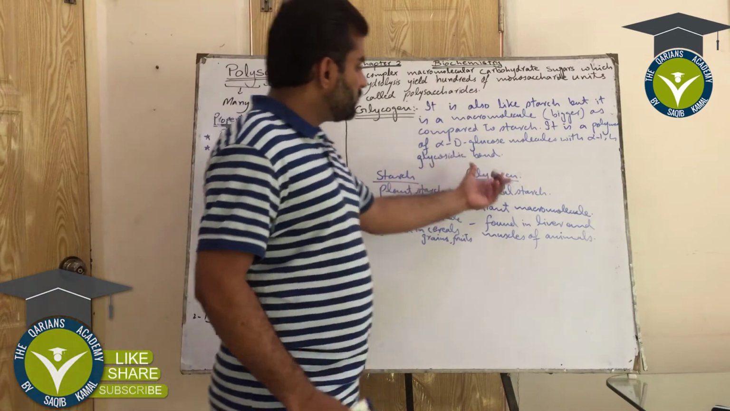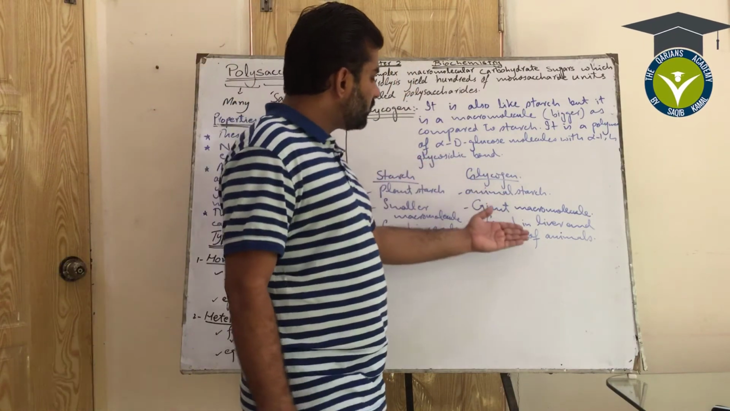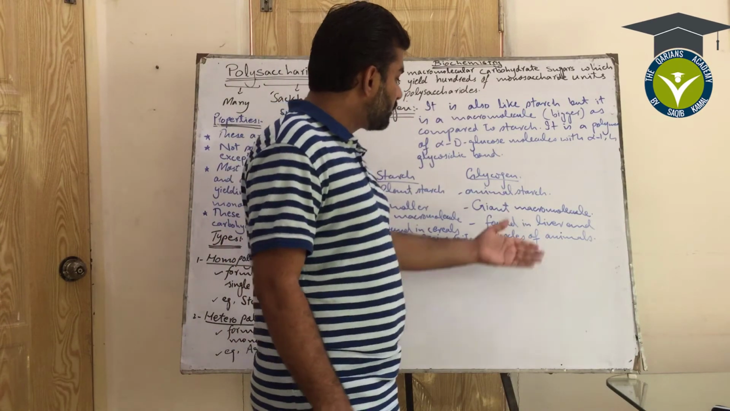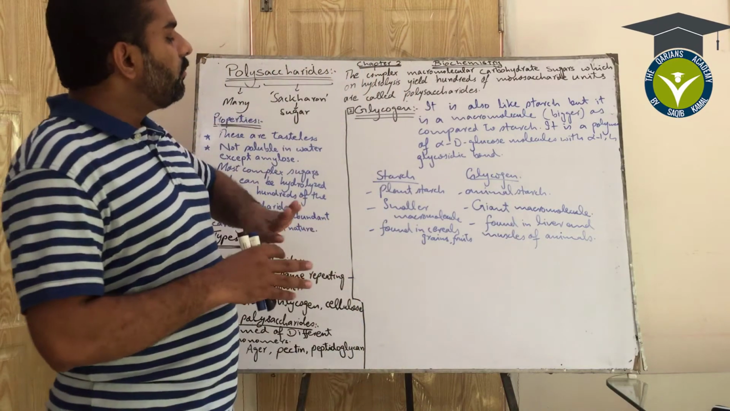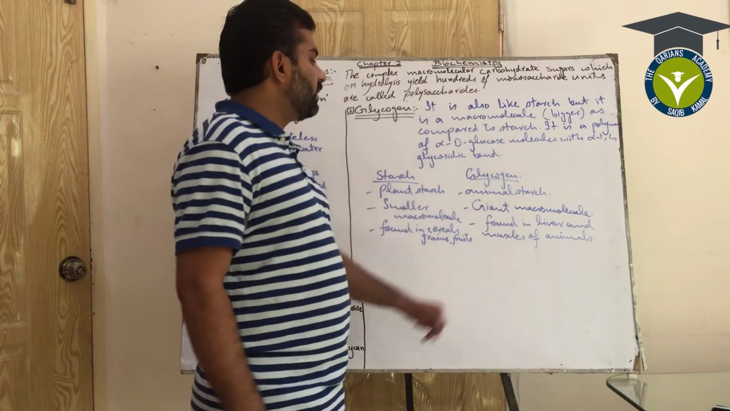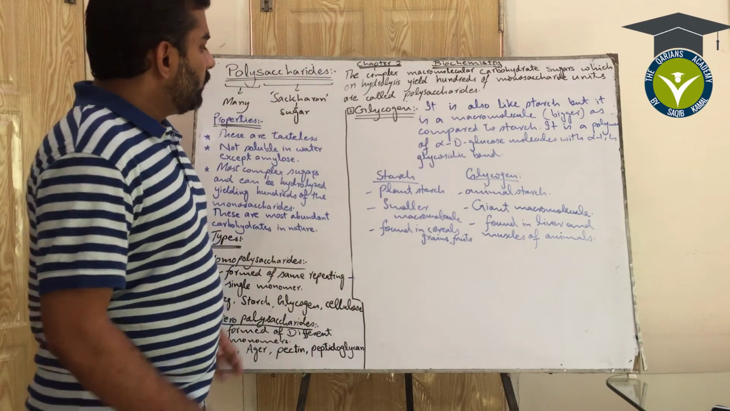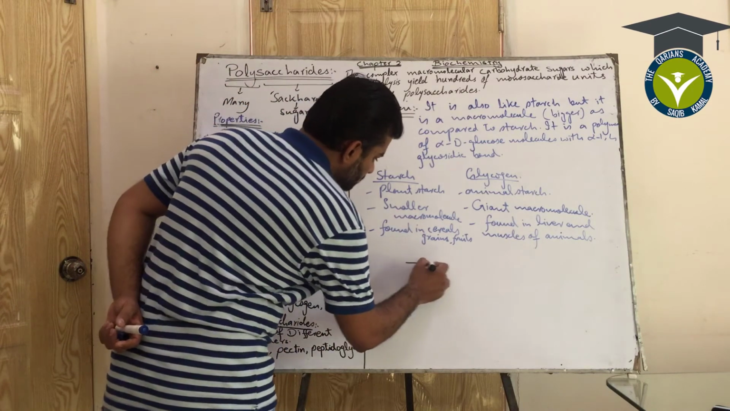So glycogen is also called the animal starch because it is a chief modified form of the glucose which is stored in the liver and the muscles of the animals. It is largely found in liver and muscles. So it is called the animal starch. What will be the structure? There is no difference.